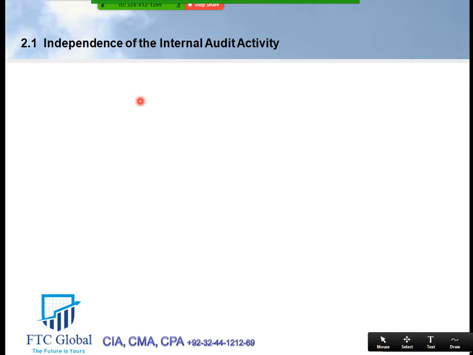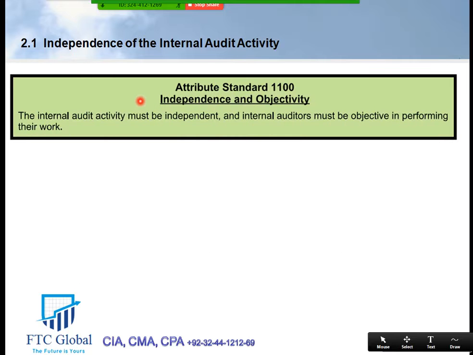Alright, so let us first study something about independence and objectivity. This, I'm sure you remember, is a part of your definition of internal auditing, that internal audit is an independent and objective consulting and assurance activity, right? So what do the terms independence and objectivity mean? Let us probe into much more detail.